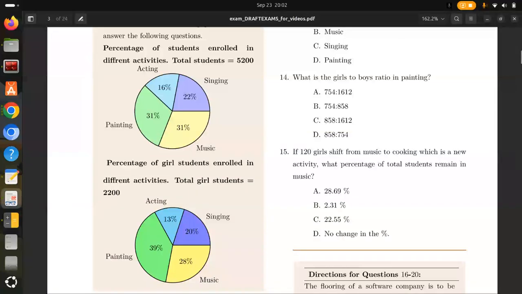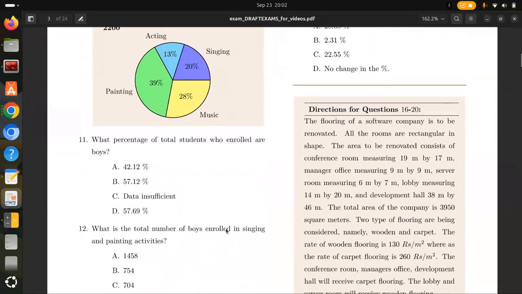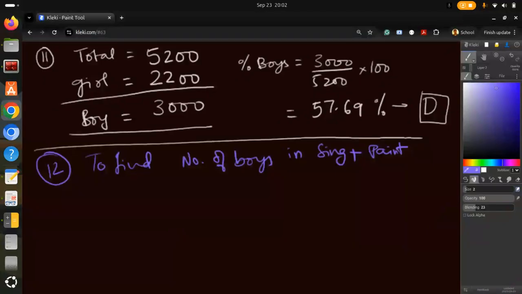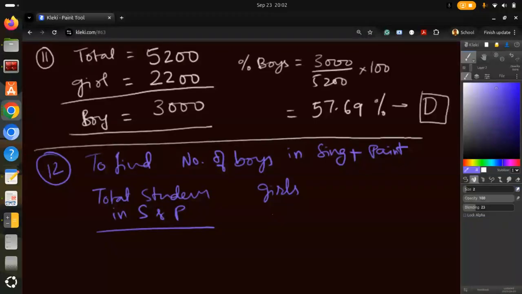So that is question number 12, right? Total number of boys enrolled in singing and painting activities. In order to do this, first I will find out two things. One is total students in singing and painting, SNP I will call it. Then girls in SNP, and I will subtract these two. If I put it in a box like this, I'll subtract these two to get the final answer.